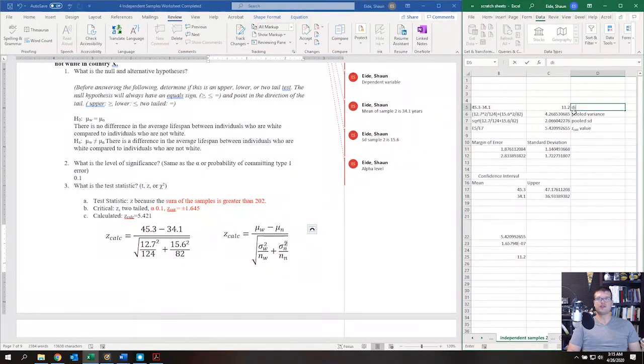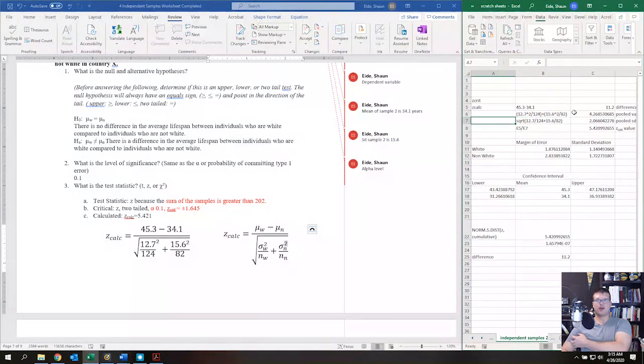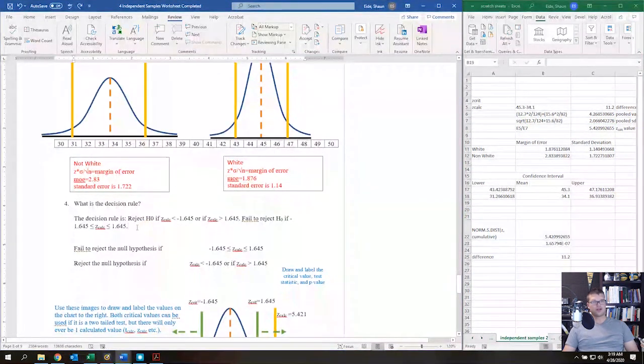And this is the difference between the two samples. Okay, so we've got the variance, the standard deviation, so on and so forth, and then in order to get z-calc, what we need to do is take the difference and divide the difference by the pooled standard deviation, which gives us z-calc, and z-calc is 5.42. Next, what is our decision rule?